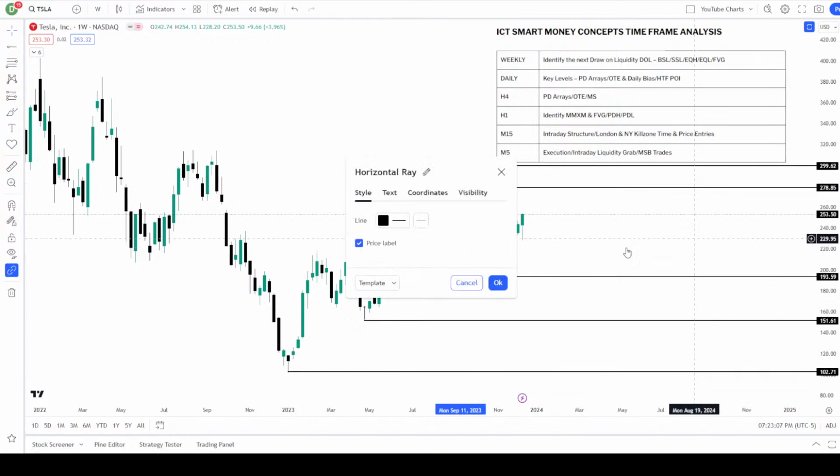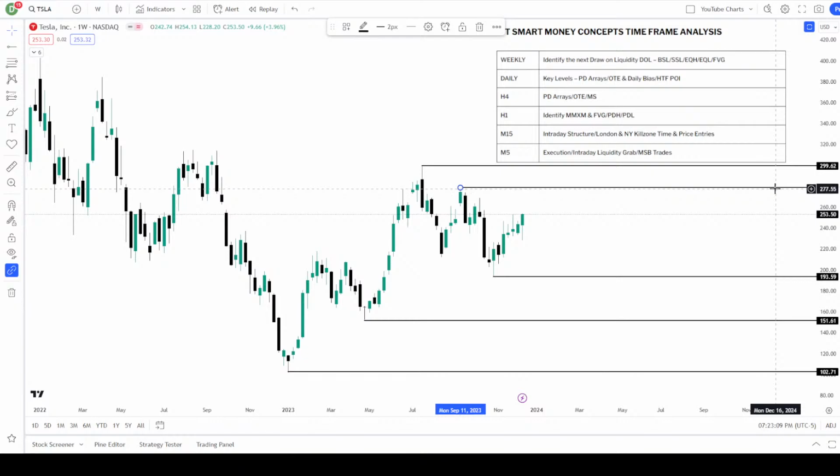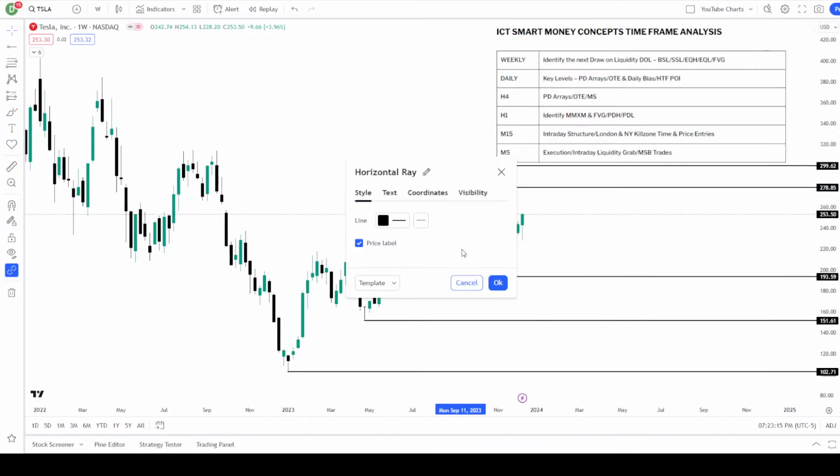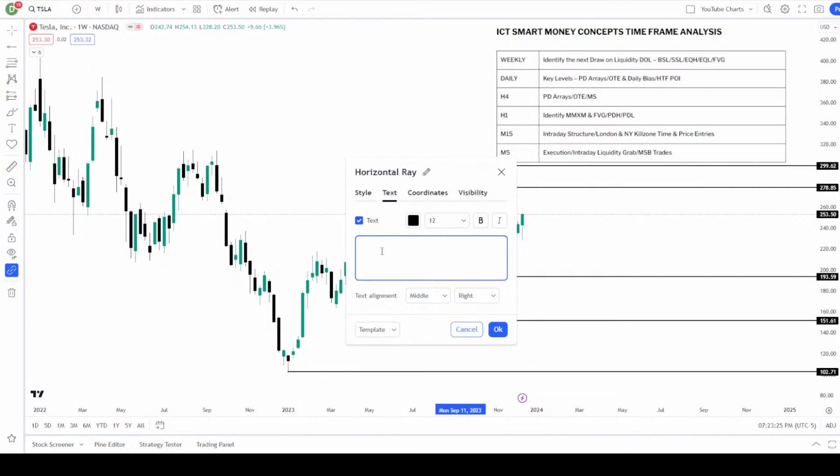So you double click, for those of you who don't know how to do it, you double tap on the mobile, you double click on the mouse if you're on the PC. It'll open up these parameters or definitions of that line, properties, if you will. And you can click on text and you can change that. So I'm going to put buy side liquidity here.